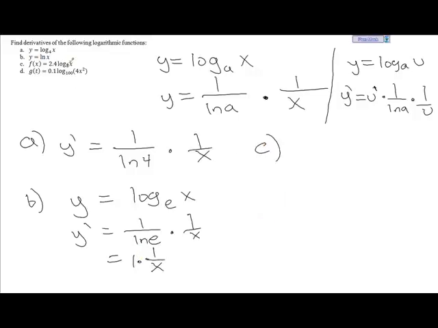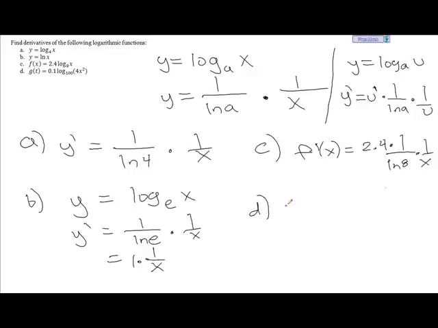In letter C, we have 2.4 log base 8 of x. The coefficient doesn't really affect anything except that it stays there, so we have 2.4 times 1 over the natural log of 8 times 1 over x, and we're done.